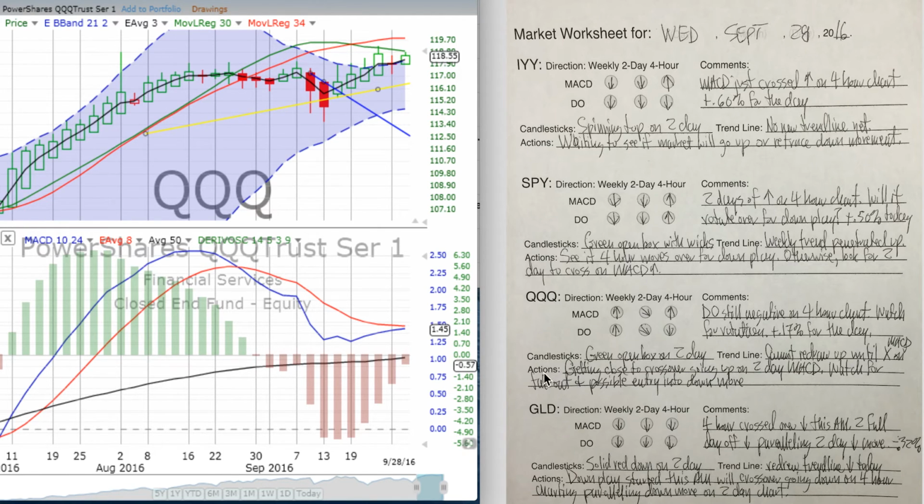Now, lastly, actions. Getting close to crossover, going up on 2-day MACD. Watch for takeout and possible entry into down move. So again, we'll continue to monitor and watch. But again, that kind of thought process is what doing this worksheet every day does for you. So incredibly helpful if you're interested in making quick, steady progress on learning to read these stock charts.